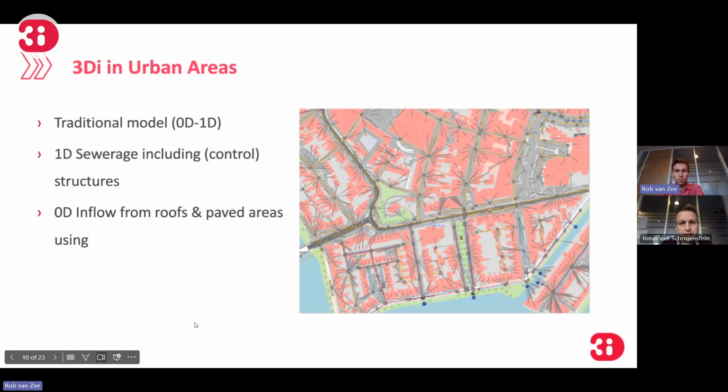The traditional models are a possibility as well. There are, of course, many different software packages out there that have been doing this in the past. With 3DI, it is also perfectly possible to do that, to have a 1D sewerage model, including any control structures that you like, and with 0D inflow from roofs and paved areas.